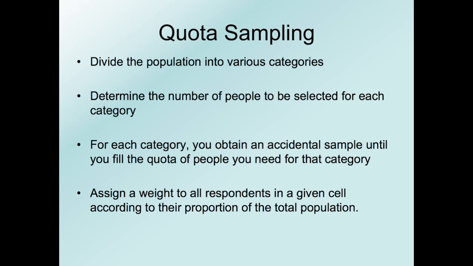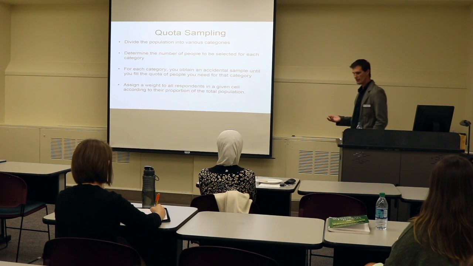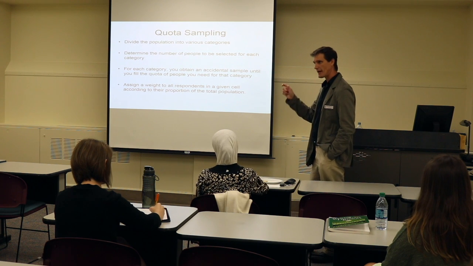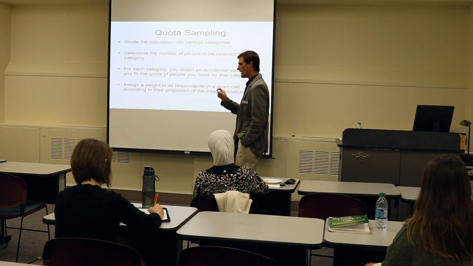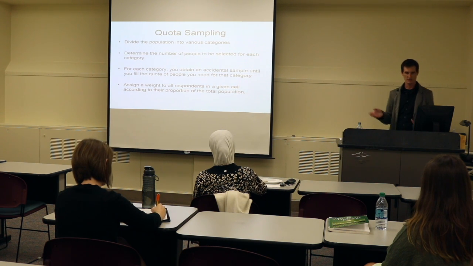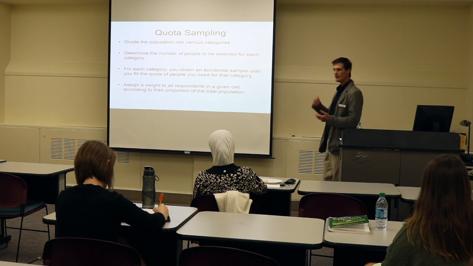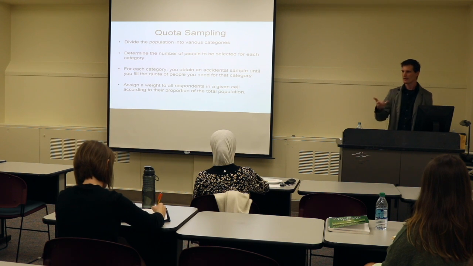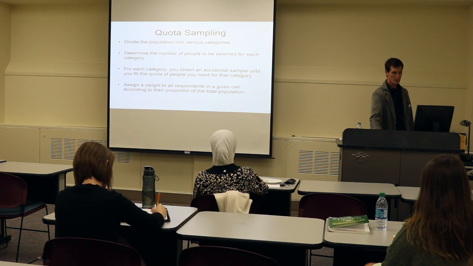You can also, I've seen this before, where in quota sampling they'll assign a weight to the respondents in a given cell according to the proportion in the total population. A lot of times that's done if you're not able to reach the quota with difficult-to-reach segments within the population. Some groups or classes of individuals may be less likely to respond or participate, and so the responses that they do get, they'll assign a weight to as a way to balance out that underrepresented segment in the sample.